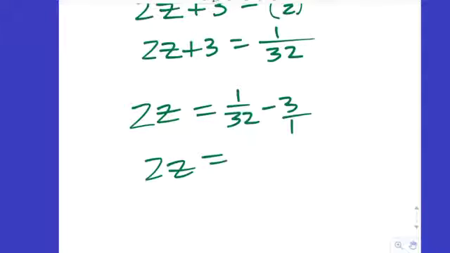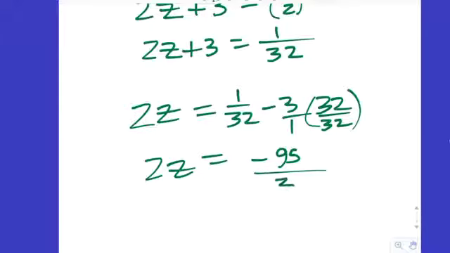If I take the 3 over 1 and multiply by 32 over 32 to get a common denominator, what is 3 times 32? 96. Hey, that wasn't that bad. What's 1 minus 96? Negative 95, right? So I get negative 95/32.